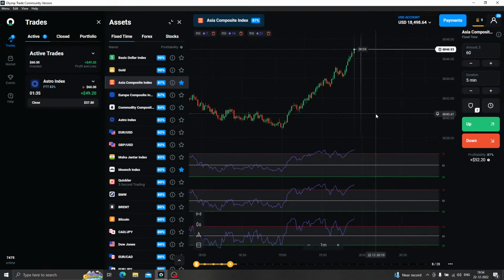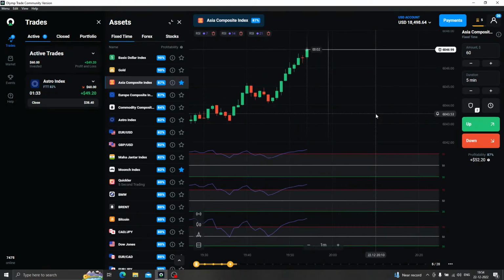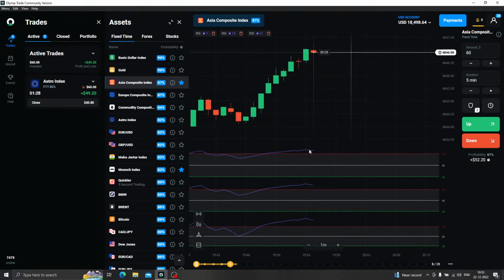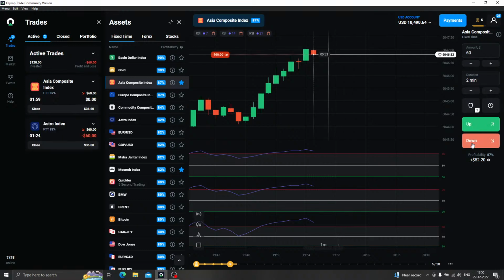I think that this is a very good opportunity to enter into a downside trade for 2 minutes because all the three RSIs are in the overbought region and now they are showing a downward tilt. They are trying to go back into the channel. So this seems to be a perfect entry here.